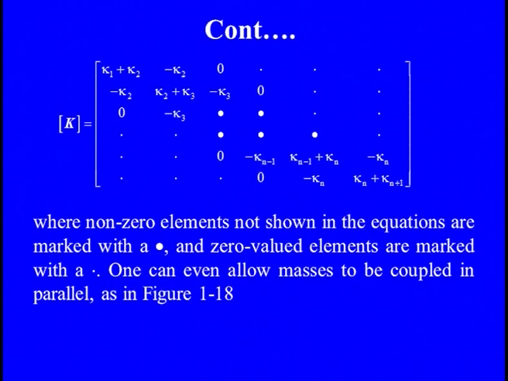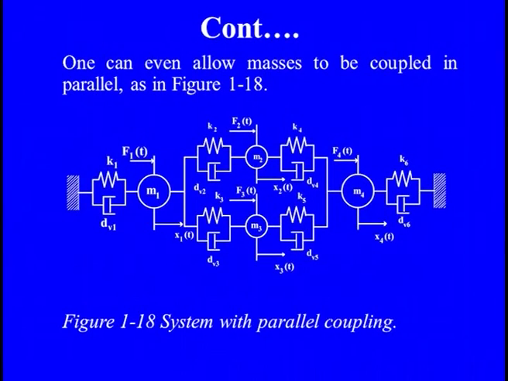And one can even allow the masses to be coupled in parallel. If we just want to arrange our masses in a different configuration, you can see that in this configuration we have the masses. The first mass M1 is okay with our K1 and C1, but the masses M2 and M3 are now coupled with K2 and K4, and this is coupled with K3 and this is my K5.